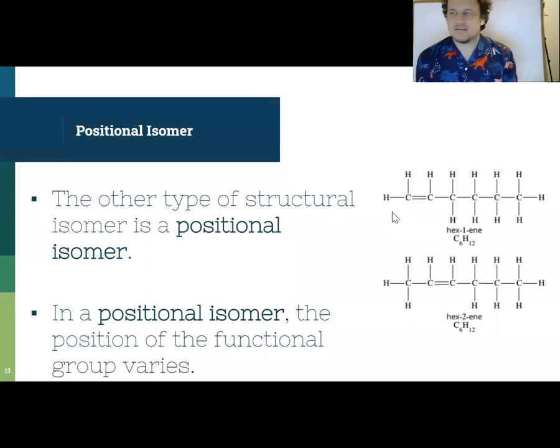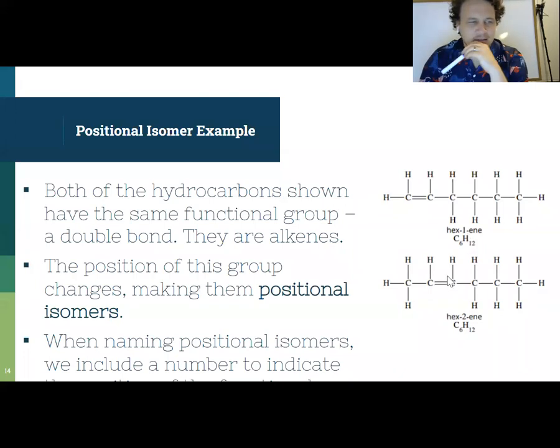The other one is a positional isomer. So that means the position of the functional group. In this case, it's a double bond. So it's an ene. The backbone has 1, 2, 3, 4, 5, 6 carbons. So it starts with hex and it ends with ene. And we label where the functional group sits, which is here. So in a positional isomer, so we looked at chain isomers. In this positional isomer, the position of this functional group is the one that varies. So hex 1-ene comes off the first carbon, hex 2-ene comes off the second carbon.